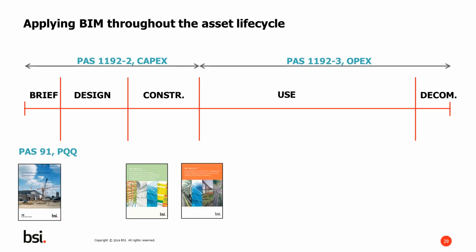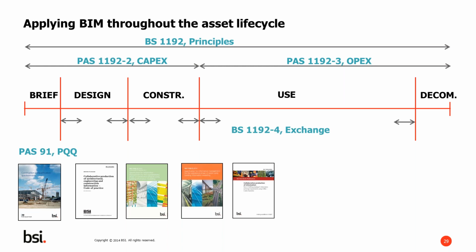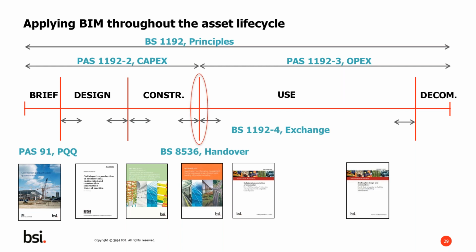We then have 1192 Part 3, which focuses on the operational aspects of the in-use phase of the asset. This is all underpinned by the common data environment and the standards, methods and procedures outlined within BS 1192, the principles document. BS 1192 Part 4 is around the Common Data Exchange format, COBie. And BS 8536 Part 1 and Part 2 establishes best practice for handover of information from the construction aspect of the life cycle of the asset to the in-use aspect of the asset life cycle.